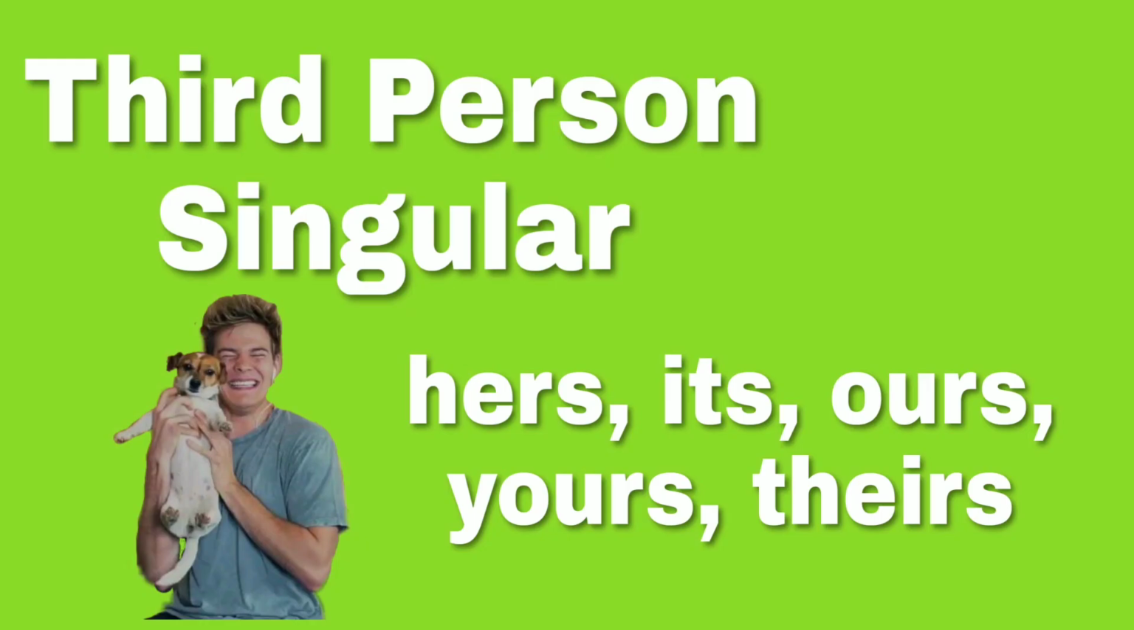Third-person singular pronouns give ownership and show who a noun belongs to by adding S to the noun for hers, its, ours, yours, and theirs. His is not a singular pronoun since it already has an S at the end. For example, the dog is yours.